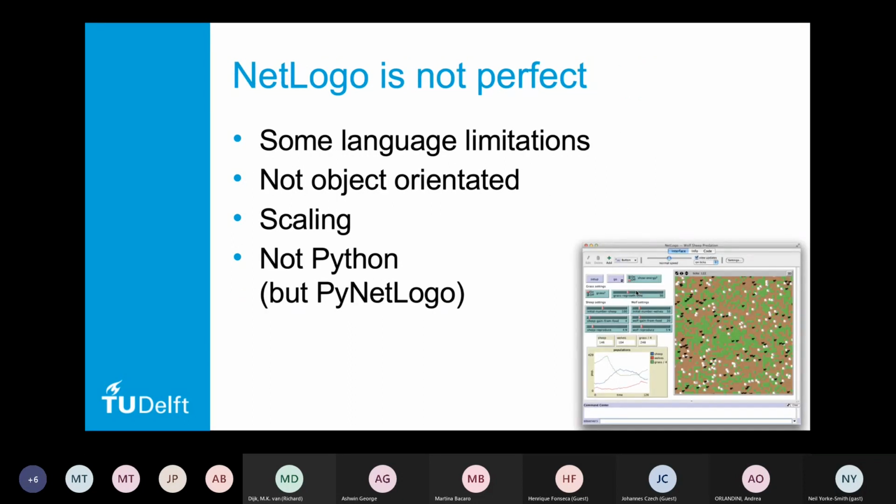So NetLogo, I want to say, is not perfect. It's widely used, but it's not perfect. There are some limitations in the language, in part deliberate. It's not object-oriented, and you can think how object and agent have a nice kind of synergy together. Scaling is okay, but it's semi-interpreted, so there are some performance issues. Certainly, if you want to do 100 million agents, you might do better in C++. And as a disadvantage, it's not Python, which is everything these days.